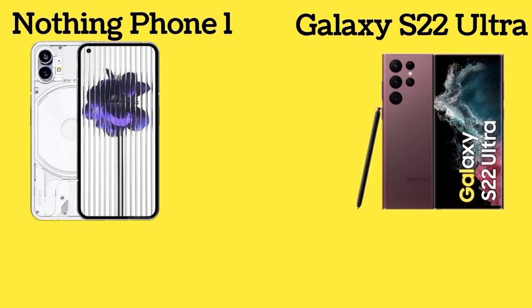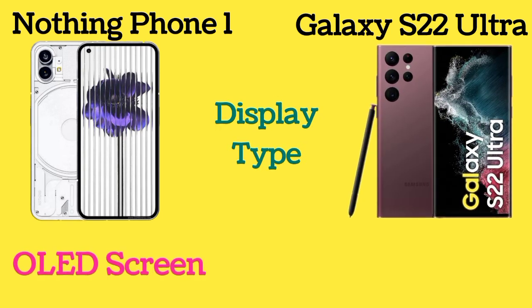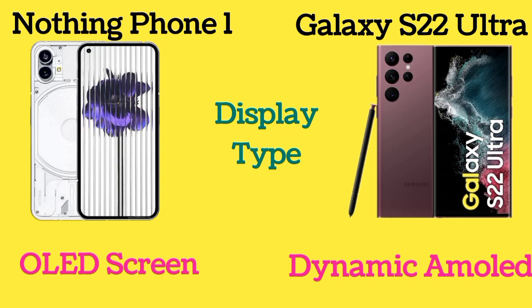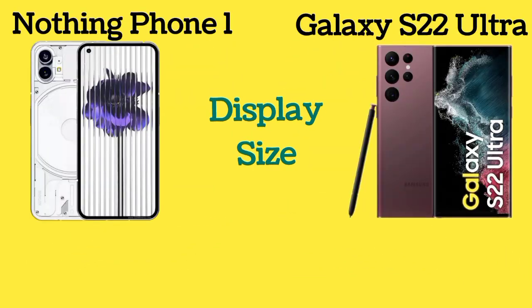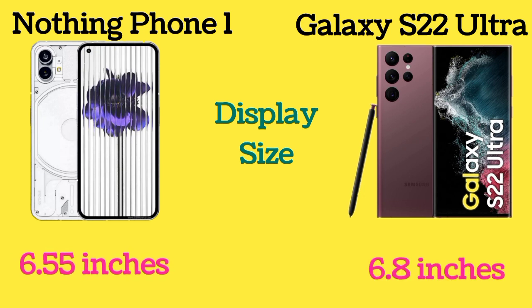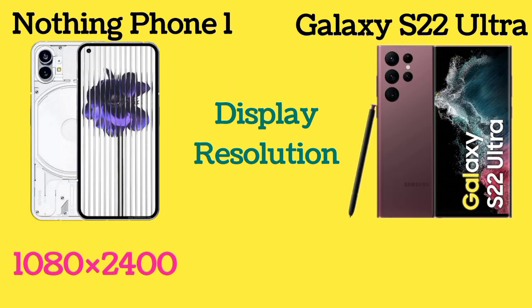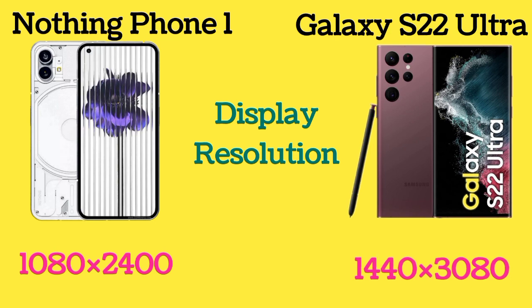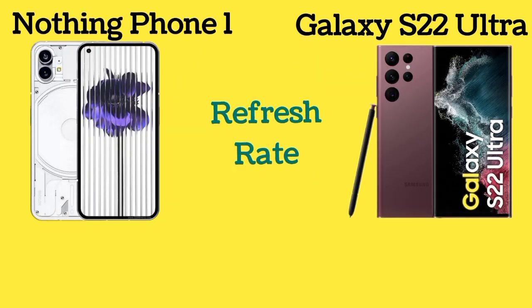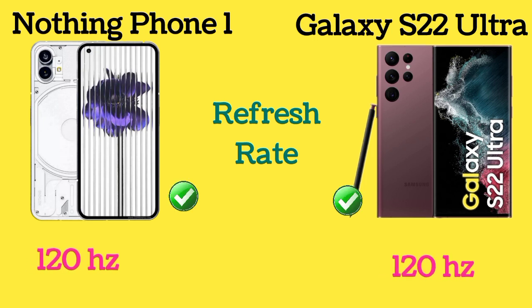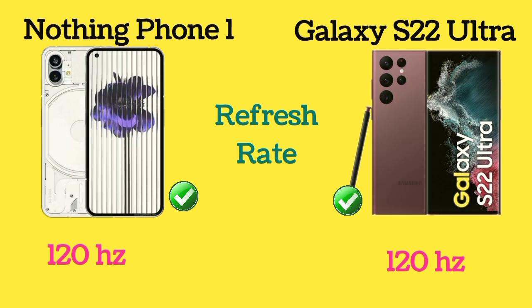Nothing Phone 1 has OLED screen and Galaxy S22 Ultra has Dynamic AMOLED display. Nothing Phone 1 has 6.55 inches display and Galaxy S22 Ultra has 6.8 inches display. Here is display resolution of both Nothing Phone 1 and Galaxy S22 Ultra. Nothing Phone 1 and Galaxy S22 Ultra, both phones have same 120Hz refresh rate.